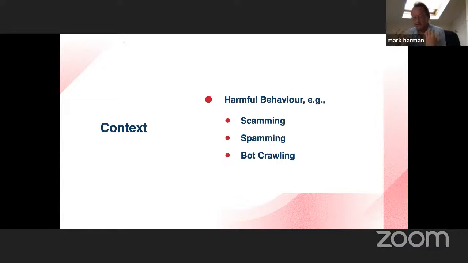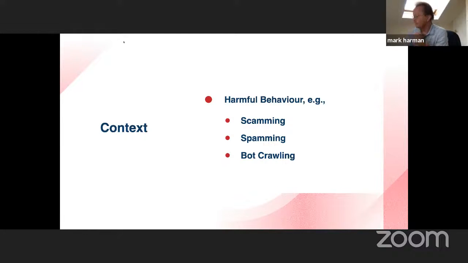And in an ideal world, everybody on the platform would be nice to everybody else, just as they are in real life. But that's not always how it works out. And so there are harmful behaviors that contradict our community standards. And we're continually trying to find ways to tackle these.